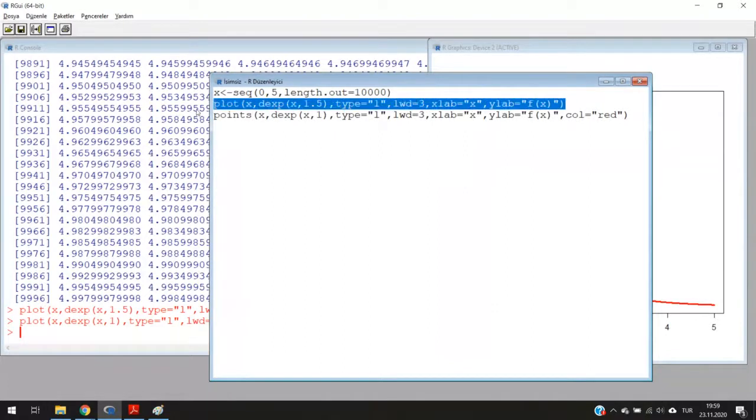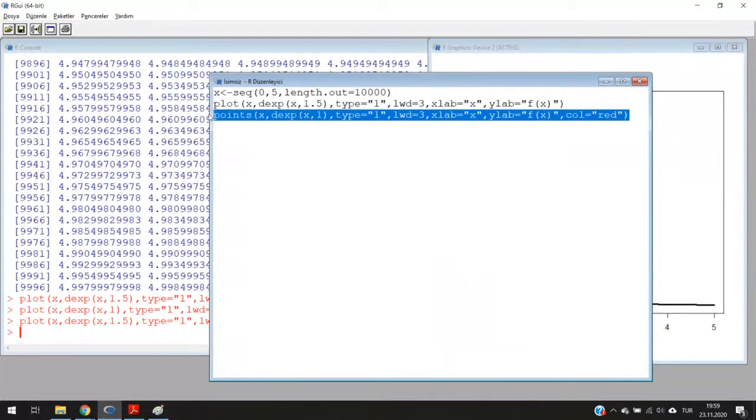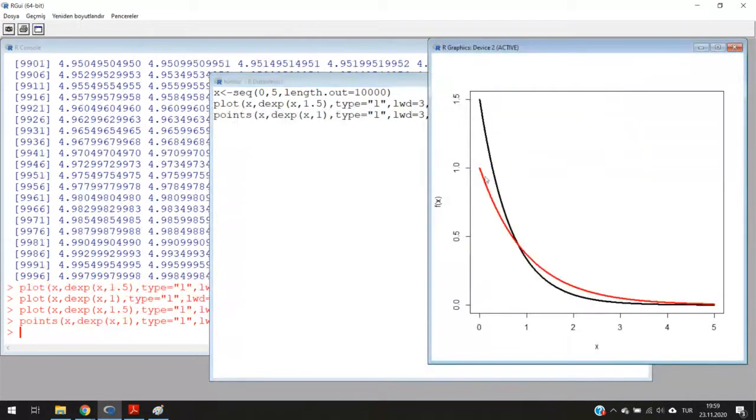Okay. So if you plot the first diagram, and if you want to create another plot over that, this time you need to use the points function. If you do that, you are just going to see the plot diagram of the second exponential random variable with rate parameter 1 over the previous one.